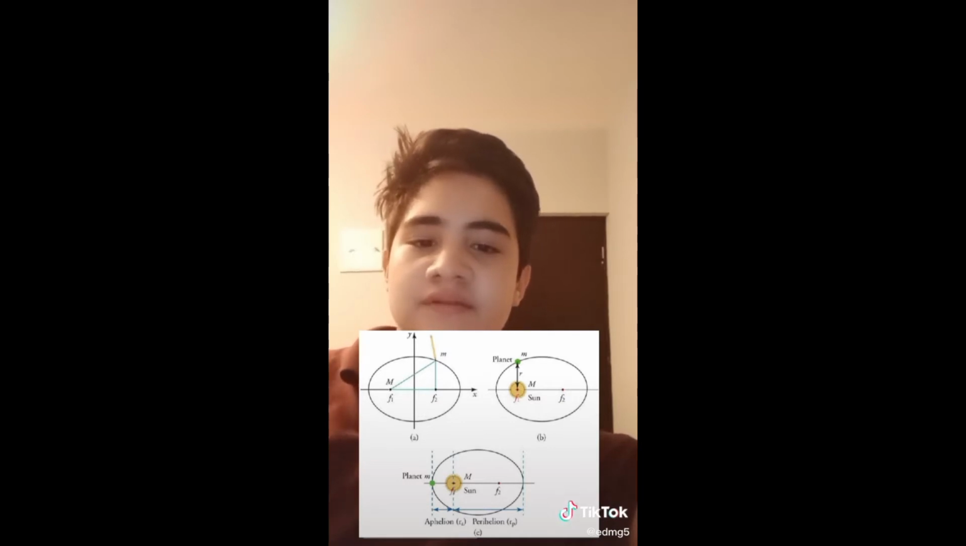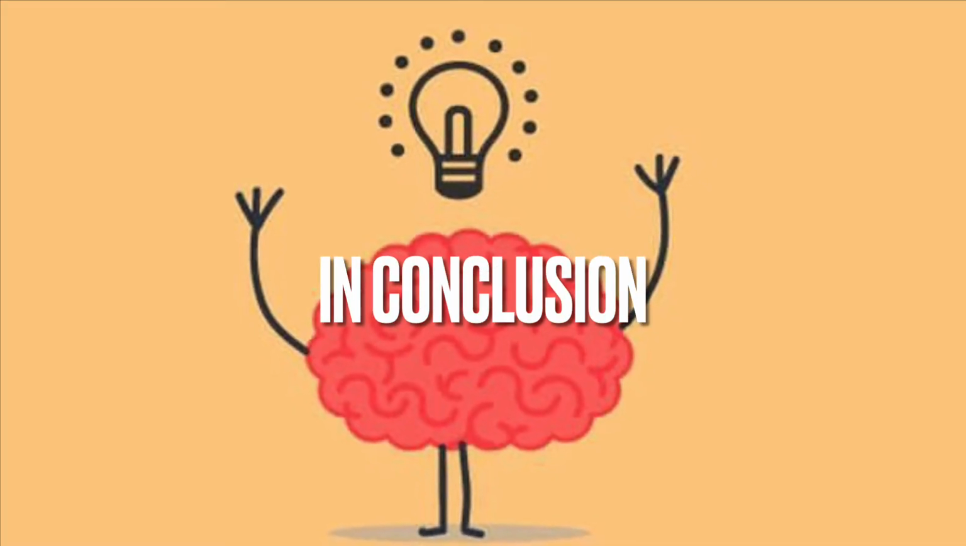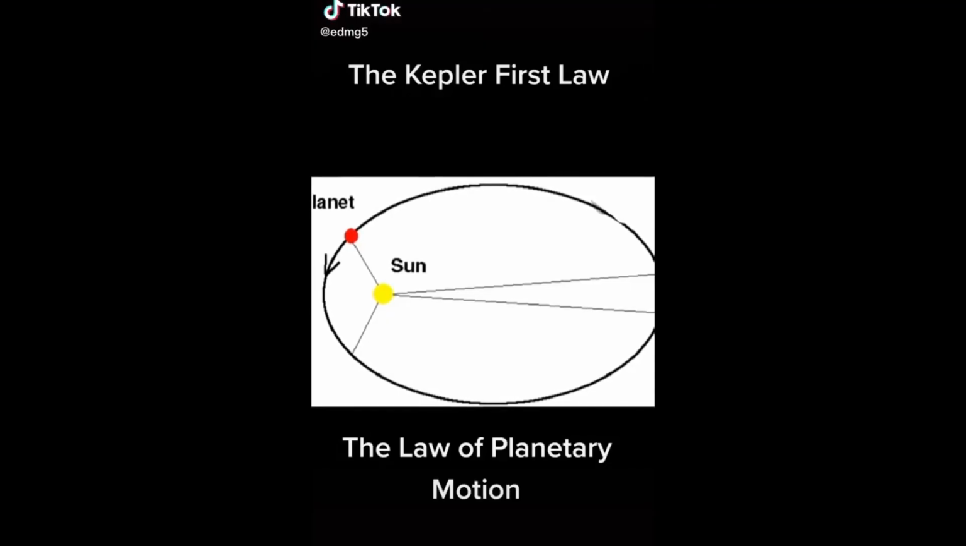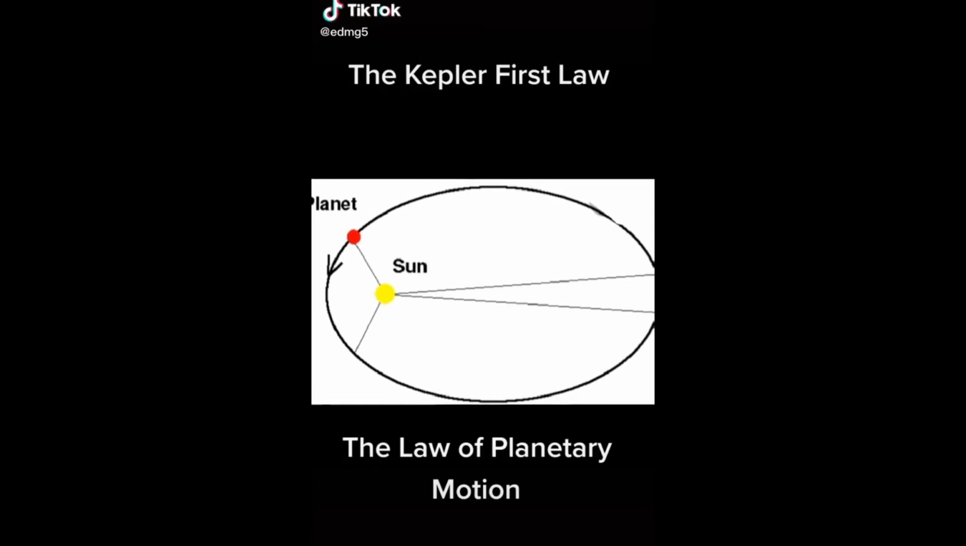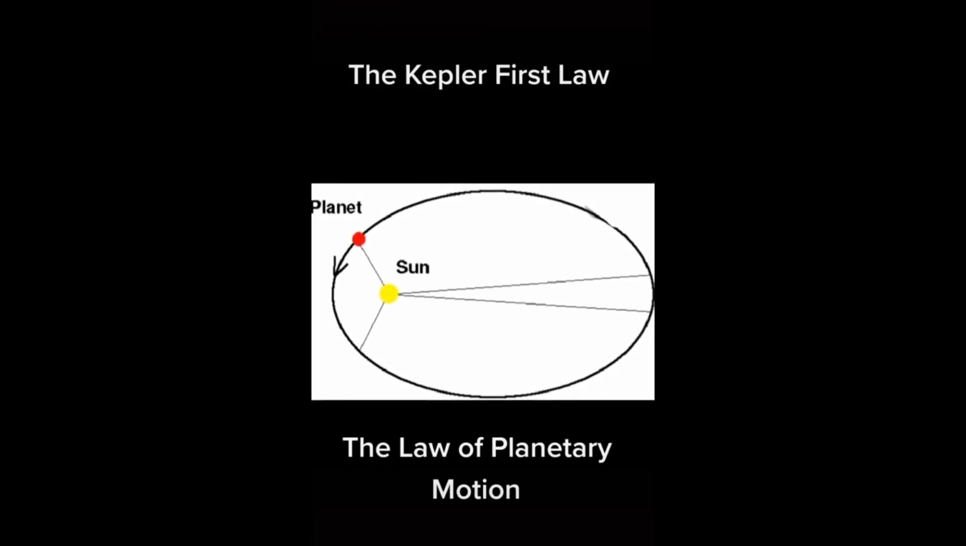This law was also established by other scientists, but Johannes Kepler made it right. The law of planetary motion was the first Kepler law, by Johannes Kepler, in the year 1609 AD.